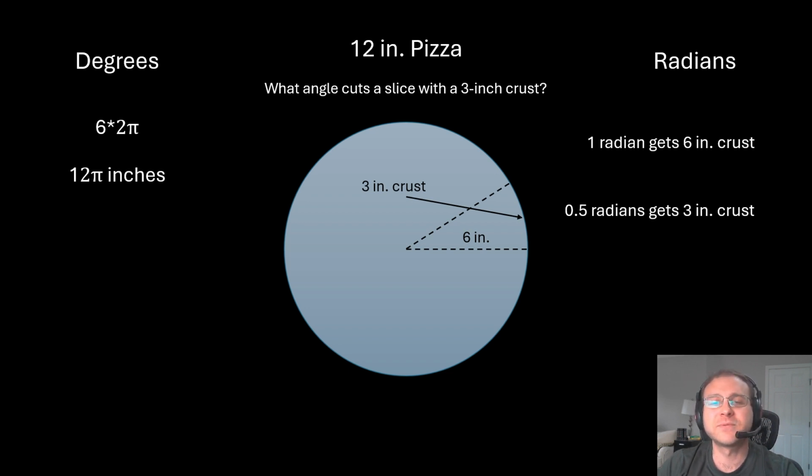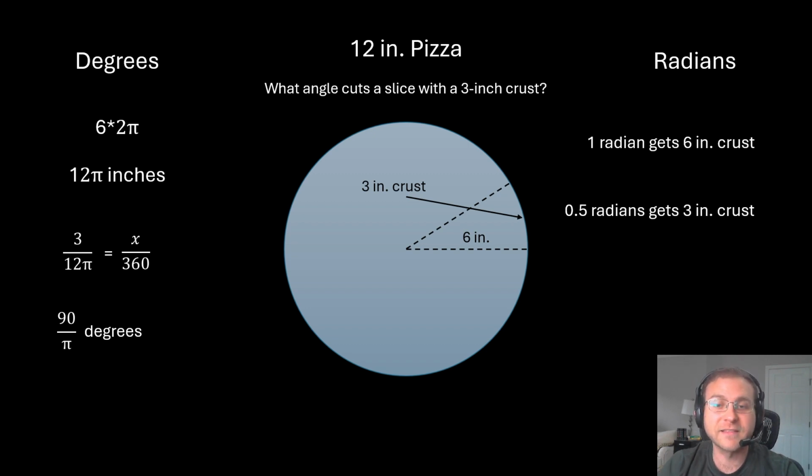If our goal is to get a slice with a 3-inch crust, we can set up a ratio where the 3-inch crust that we want is placed over the total 12 times pi crust of the entire pizza, and compare that to our unknown angle over the total 360 degrees. And then after some algebra and reducing fractions, our results show that the angle in degrees to cut a slice with a 3-inch crust is 90 over pi degrees. So in summary, to get that 3-inch crust slice, the angle that we need to use can be described as either 90 over pi degrees or 0.5 radians.